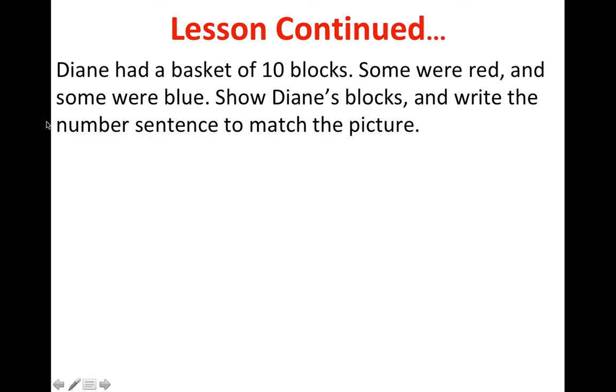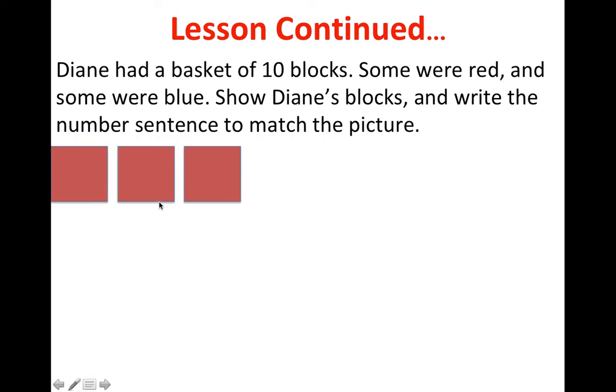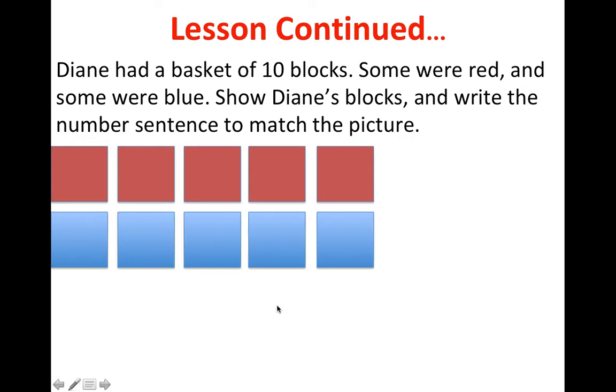So from the information, I'm going to read it again. Diane had a basket of 10 blocks. So we know that there are 10 blocks. Some were red and some were blue. So at this time, you can choose how many you want them red and how many you want them blue. So the way I did it is I chose 5 red and 5 blue. And I did it the 5 group way.